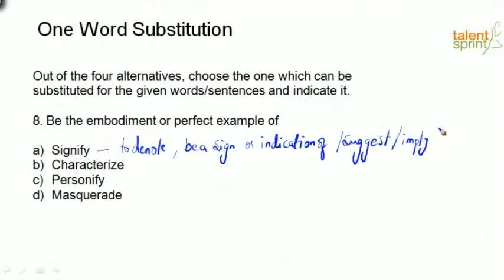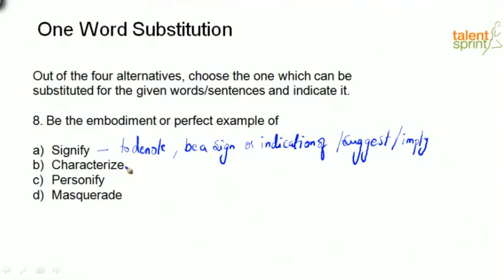Be the embodiment or perfect example of, which means you are literally reflecting the role of some individual, right? It's like you're mirroring that personality. That's what the phrase is: be the embodiment or perfect example of. You're basically mirroring the personality of a particular person.